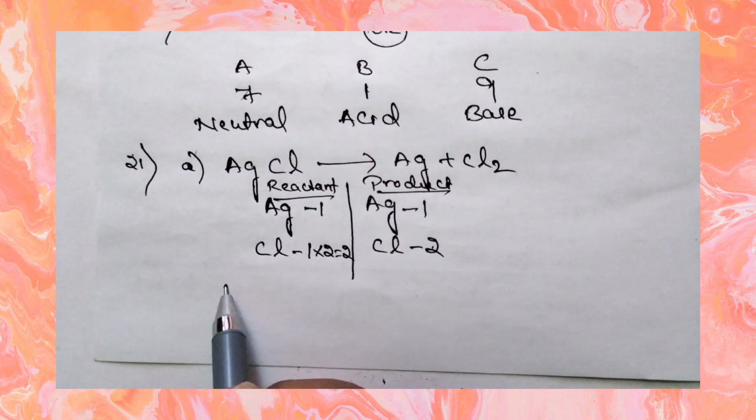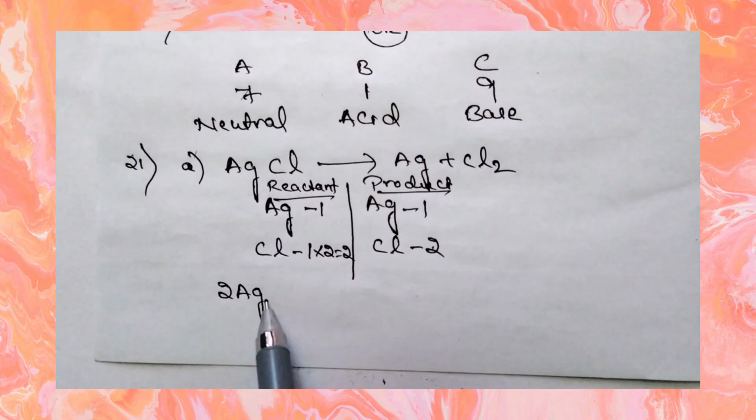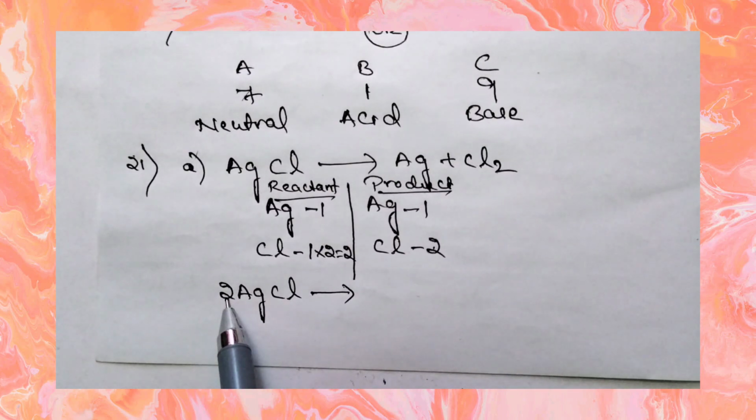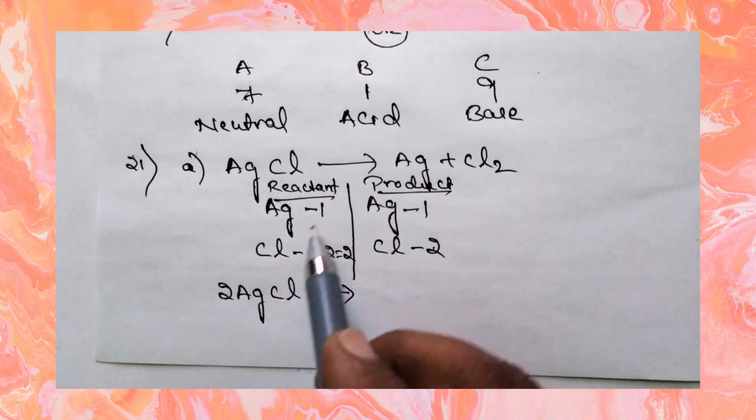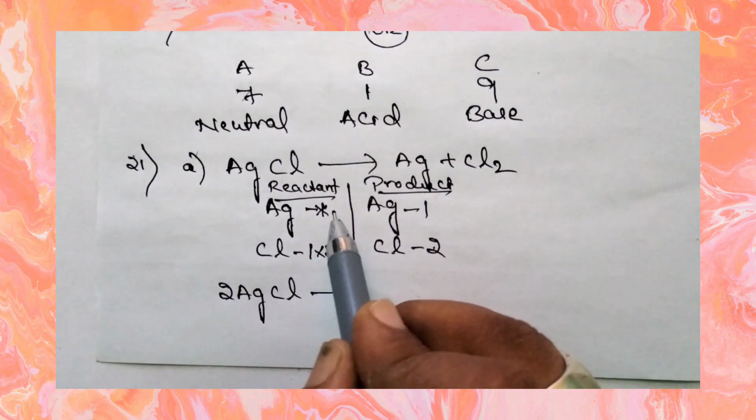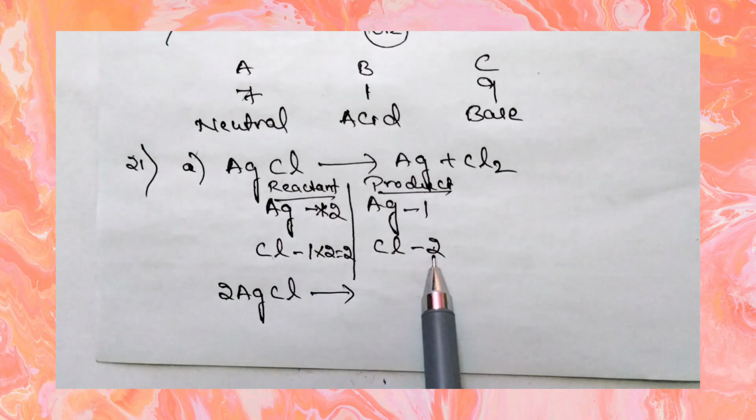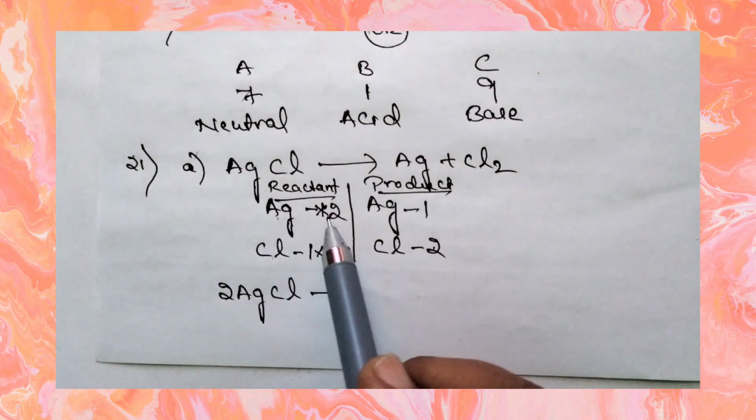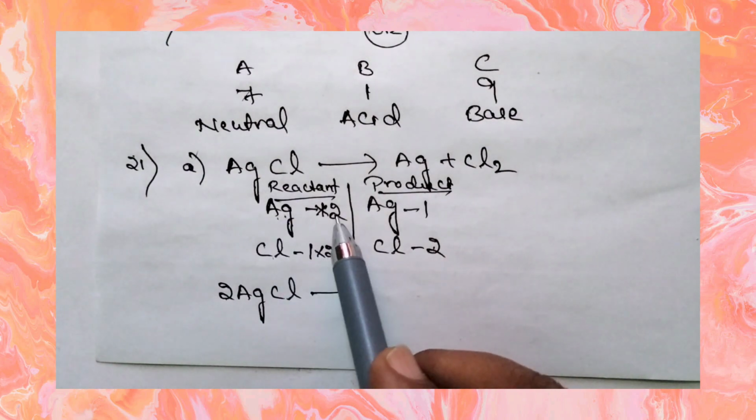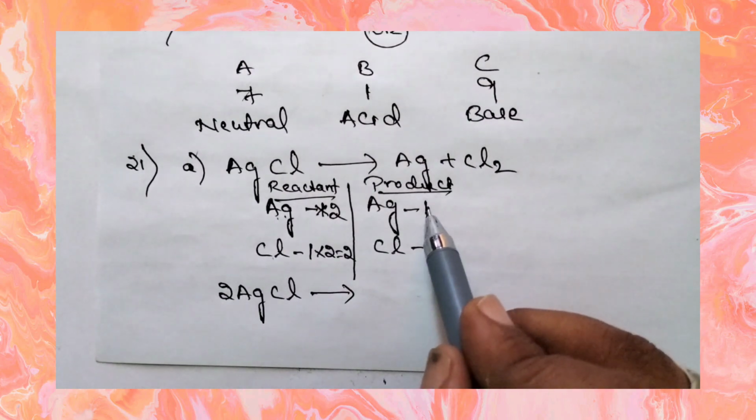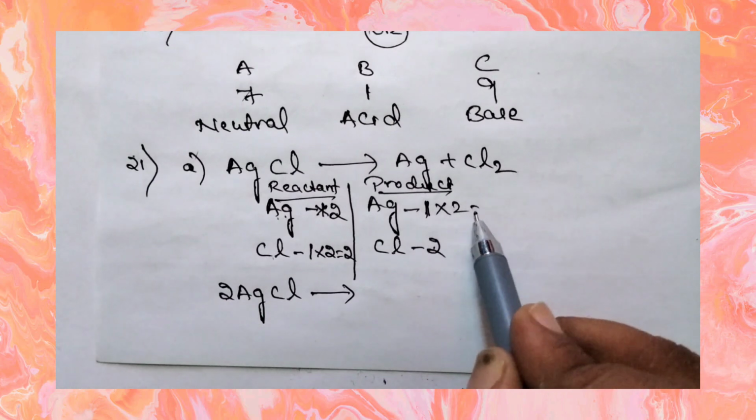So if I multiply now, it will become 2AgCl. See here, when Cl is multiplied by 2, Ag is also multiplied by 2. Cancel this 1 and you write down 2. So now chlorine both sides it is balanced. Now to balance silver, so here LHS 2 is there, then RHS only 1 is there. So multiply 1 by 2 to get 2.